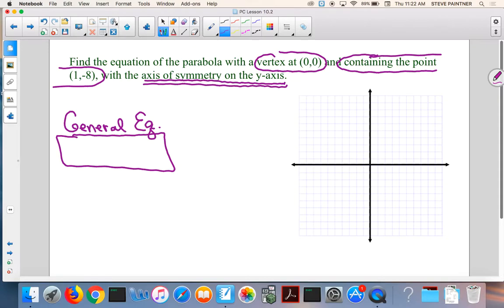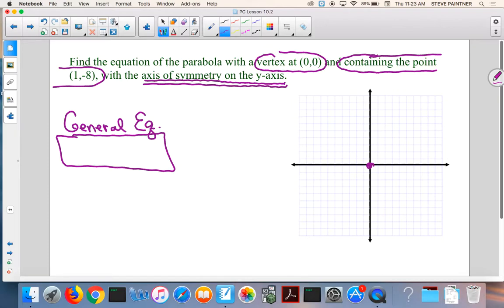Find the equation. Well, so I put the general equation. I want to know which one it is. Is it x squared? Is it y squared? Which one is it? Well, let me do some sketching. 0, 0, vertex right here. And this parabola not only has a vertex of 0, 0, it contains the point 1, -8.